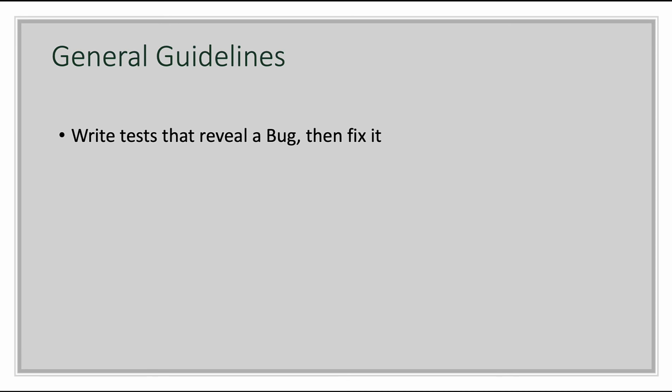Write tests that reveal a bug, then fix it. So this is a powerful and useful technique. If you find a bug, write a test that reveals it. Then you can quickly fix the bug by debugging the test. Then you have an excellent regression test to make sure that if that bug comes back for any reason, you will know right away. And it's easy to fix a bug when you have a simple, straightforward test to run in the debugger.